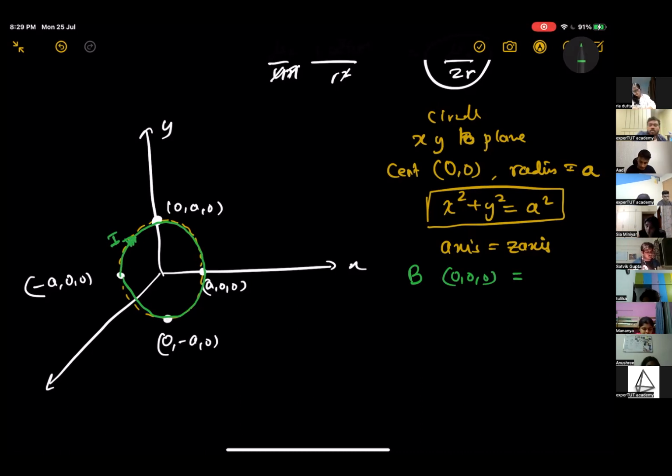So the magnetic field at this point is how much? At 0, 0, 0. So that μ₀I by 2a. In which direction it is? Into the plane. Into the plane मत बोलो, अभी x y z में है तो बोलो, okay, towards negative side. So therefore minus k cap. Everyone has got this? Yes or no? पक्का ना? Why is it into the plane?